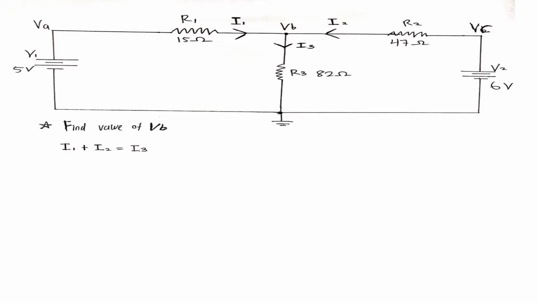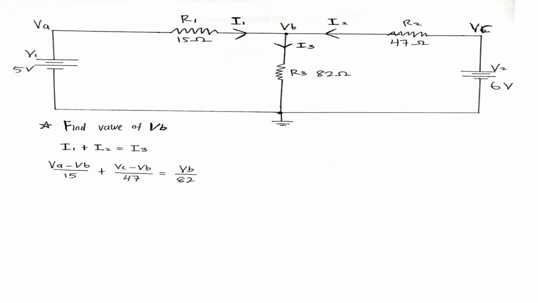We know that Ohm's law equation is V equal to IR. So from that equation we can get I equal to V over R. For I1, the voltage drop across resistor 1 is VA minus VB over 15, which is the resistor 1 resistance. The same goes for I2. And for I3, it is VB minus 0, where 0 is the ground, divided by R3, which is the resistor 3 resistance.